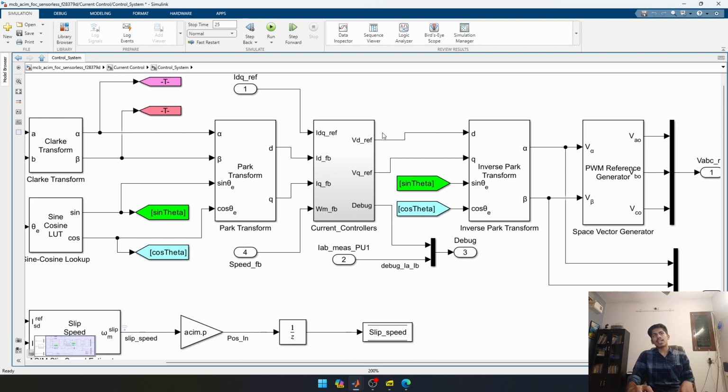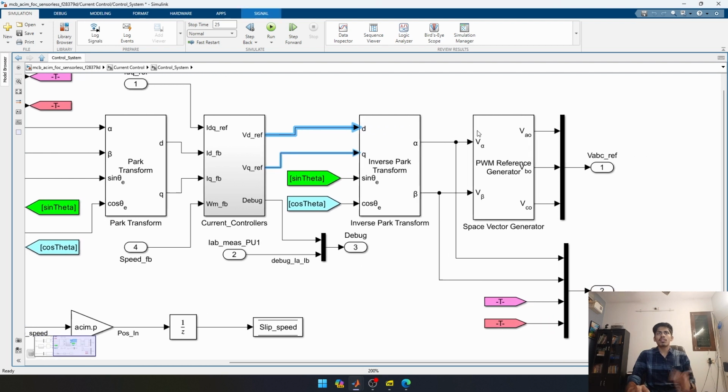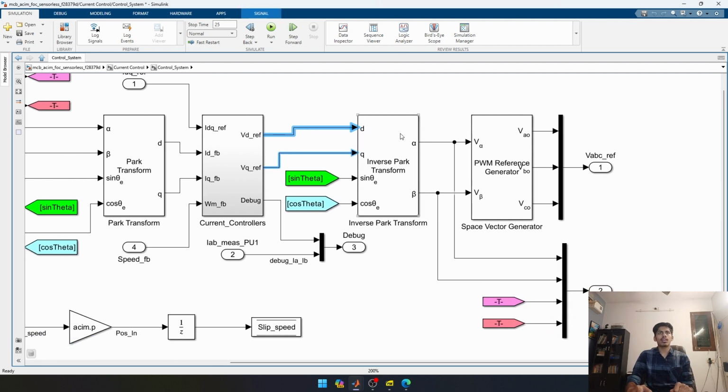So that will give the VD and the VQ reference. It is in the DQ frame. These two voltages are in the DQ frame, which we give to the inverse Park transform block, which will give the V alpha and V beta. So these are the reference voltages which we will feed into this SVPWM block.